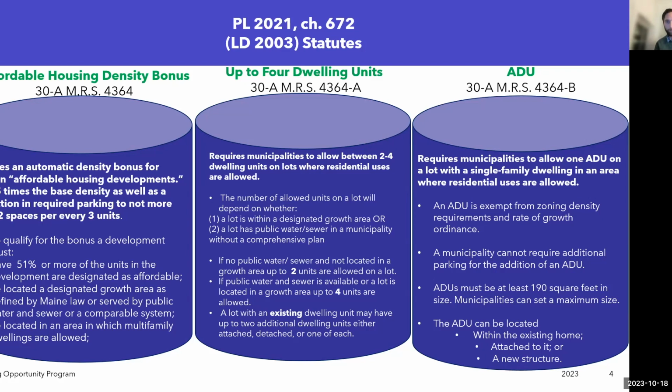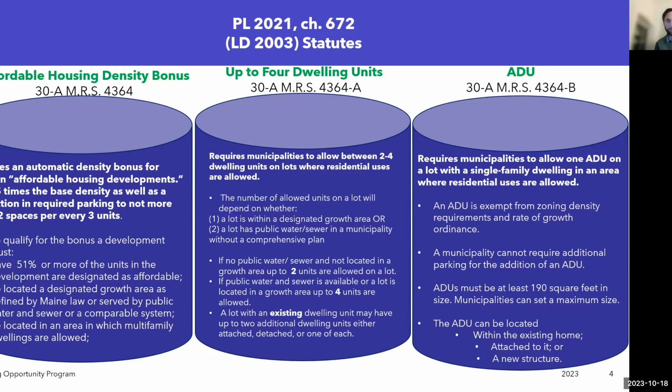So any area where a residential use is allowed, there needs to be a use typology greater than single-family zoning. So at least 2 units need to be able to be placed on a lot anywhere residential uses are allowed. Additionally, it allows for an existing dwelling to have up to 2 units placed within that same parcel. And lastly, the ADU provision, which is 30A MRS 4364B, requires municipalities to allow 1 ADU on a lot where a single-family dwelling is located and where a residential use is allowed. And below that, you can see the provisions for an ADU.